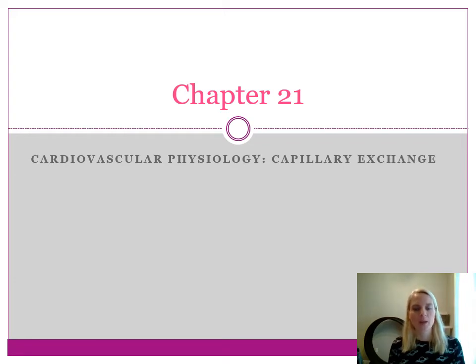Hi, welcome back. We are on to cardiovascular physiology, focusing on capillary exchange. So that's a key part of your circulatory system where things are actually happening. It's not just blood moving through tubes, but we're actually going to get some communication between the circulatory system and your tissues, your peripheral tissues, and all the goodies that need to be dropped off and all the waste products that have to be picked up.